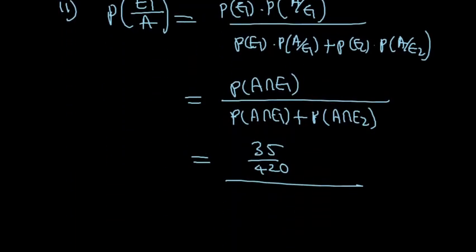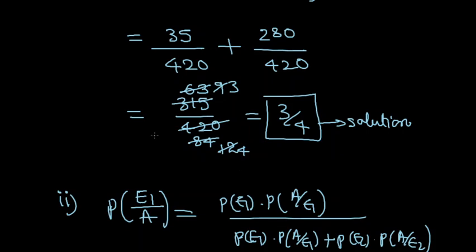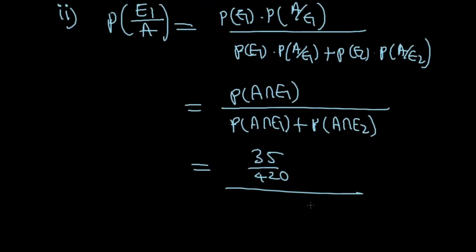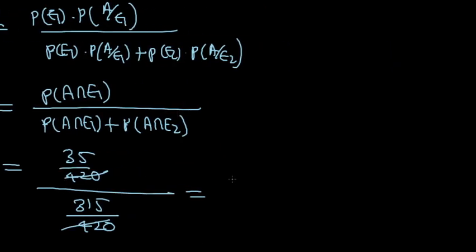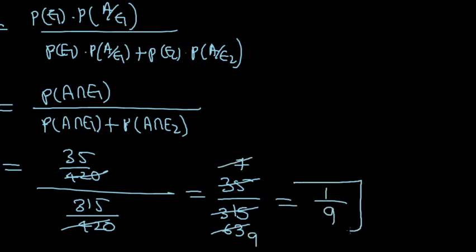The denominator, according to the total probability theorem, is 315 by 420. The 420s get cancelled. Then what is the answer? 35 by 315. You can cancel here: 5 7s are 35, 5 6s are 30, 5 3s are 15... 7 9s are 63, so the answer is 1 by 9. 1 by 9 is the solution. That's all. This is the solution.